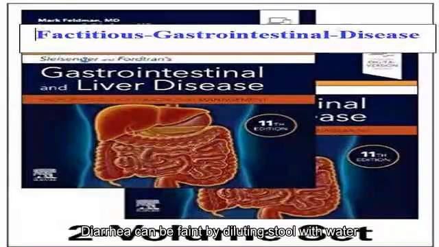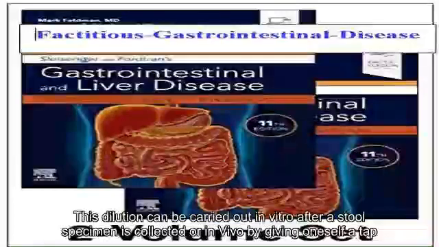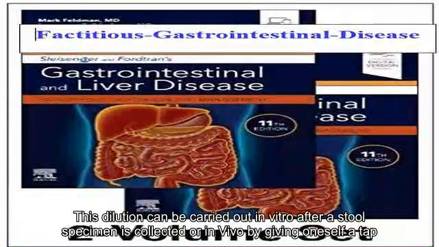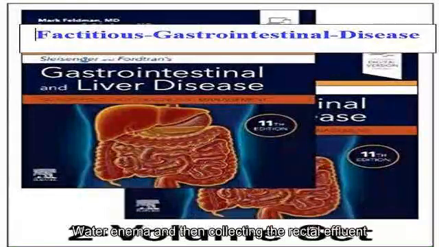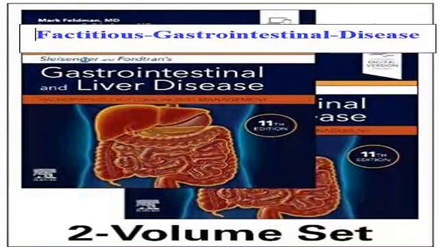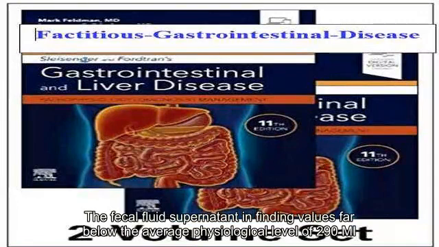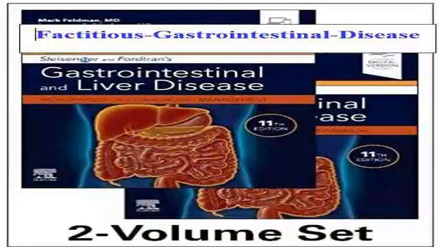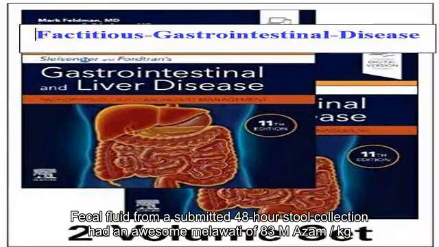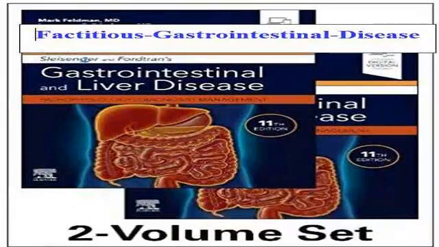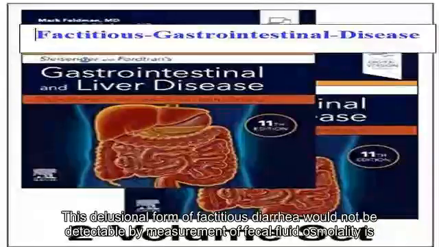Diarrhea can be feigned by diluting stool with water. This dilution can be carried out in vitro after a stool specimen is collected or in vivo by giving oneself a tap water enema and then collecting the rectal effluent. This type of factitious diarrhea can be identified by measuring osmolality of the fecal fluid supernatant and finding values far below the average physiological level of 290 mosm/kg. In a patient seen at our institution, fecal fluid from a submitted 48-hour stool collection had an osmolality of 83 mosm/kg. This dilutional form of factitious diarrhea would not be detectable by measurement of fecal fluid osmolality if stools were diluted with normal saline.